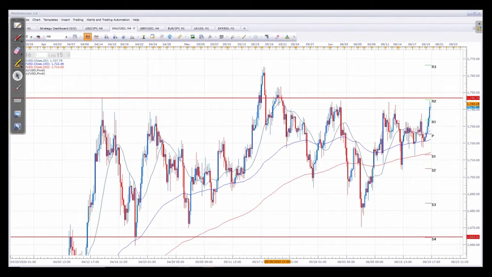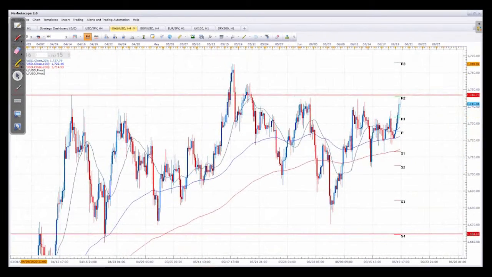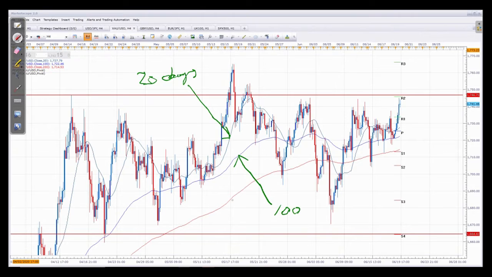Now, this is a 20 days moving average, yeah? Let me just grab my pen. Now, this black one here is the 20 days moving average. And this blue one, as I told you before, these are my own chosen colors, that's 100 days. And this red one is 200 days.